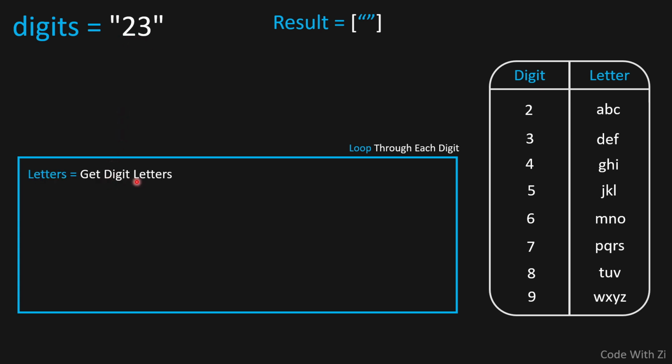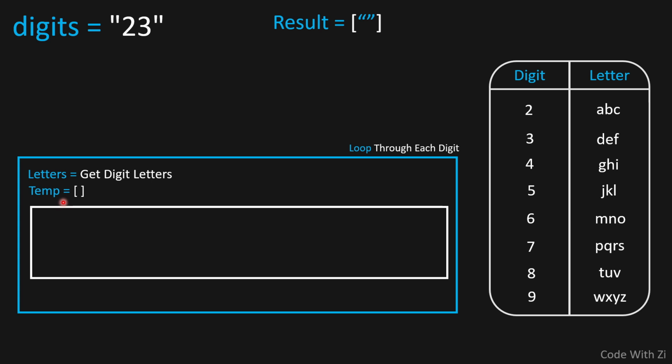Inside of our loop, we're gonna get all of the letters that our digit represents. So for example, if we're currently looping through 2, we're gonna get A, B, C, because those are the letters that our digit represents. So after we've gotten our letters, we're gonna have a temp variable, and that's gonna be initialized to an empty array. This is gonna hold temporary information that we might need, and you're gonna see how simple this whole thing is in a bit. And then after that, we're gonna have another loop, which is inside of our first loop.